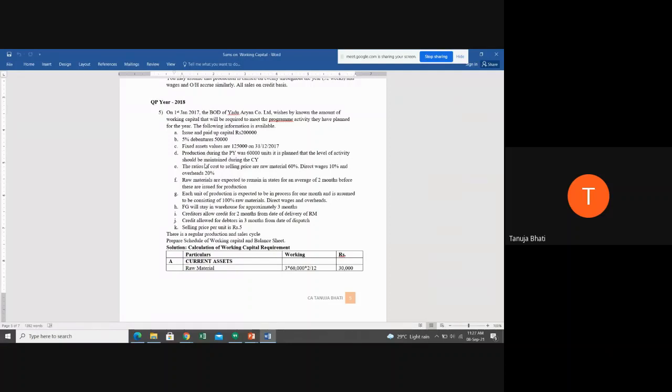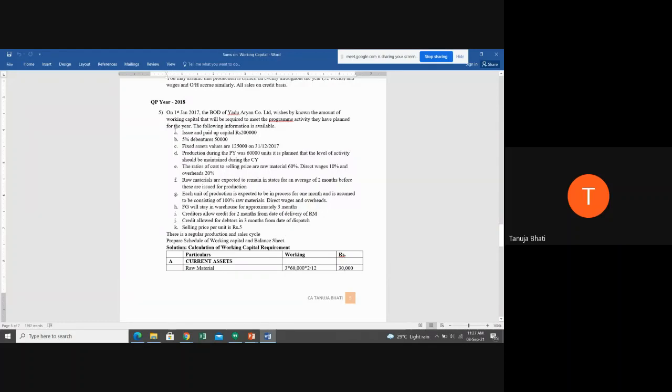Now we know under current assets there is stock coming, and since it is a manufacturing unit, there is finished goods separately given, there is raw material separately given. So what we have to do is first take the inventory in which we will have raw material separately, finished goods and work in progress. Next we know debtors. Here it is given credit allowed for debtors. So the next current asset that we need to take is debtors.